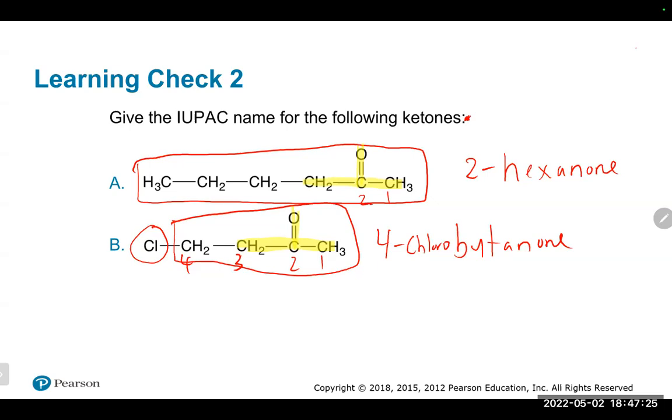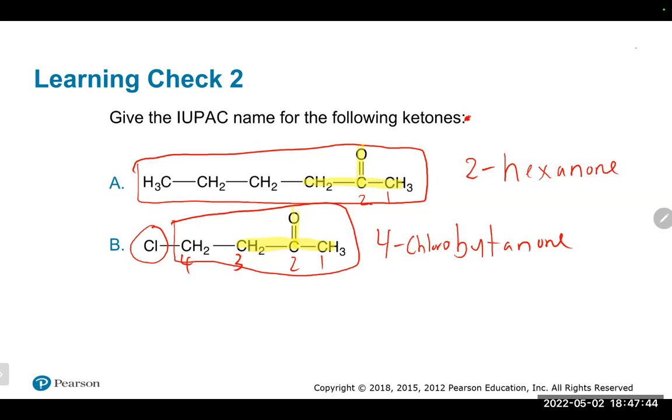I have seen people put the number 2 there, but it really is going to be 2 no matter which way you do it. So you really don't need it until you get to 5. And that would be the name there, 4-chloro-butanone. Any questions on either of those?